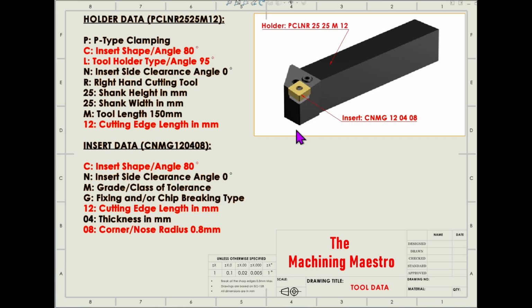And 12 is the cutting edge length in mm. The cutting edge length is the length between the two adjacent sides of the insert. 04 mm is the thickness of the insert, and 08 is the corner radius or nose radius, which is in mm, but 0.8 mm, not 8 mm, it's 0.8 mm. So you see the CL12, C1208, these I have highlighted in red color letters. These are the information which we require to create the tool in our machine controller. So let's go and create the tool over there.